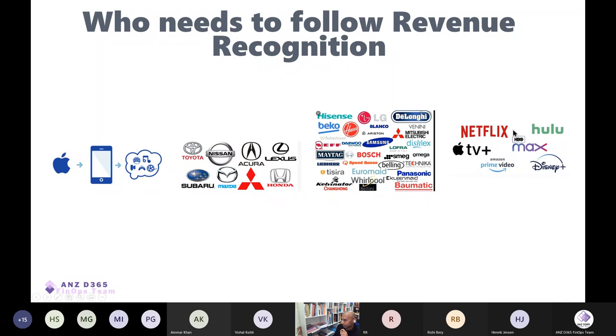Plus, take the example of Netflix or any company which is selling a subscription. They sell yearly subscription. When they sell yearly subscription, they charge the money upfront and they need to amortize the revenue throughout the year. So that's a perfect fit for those organizations.